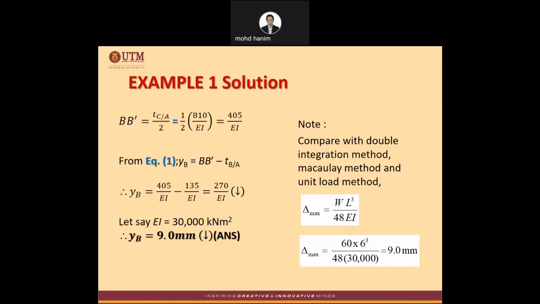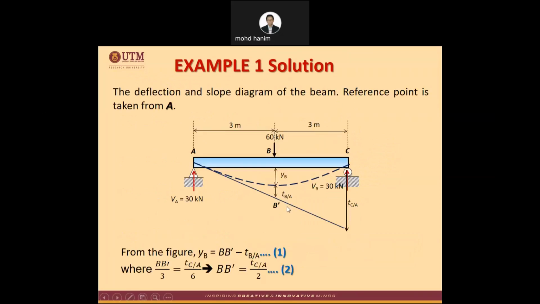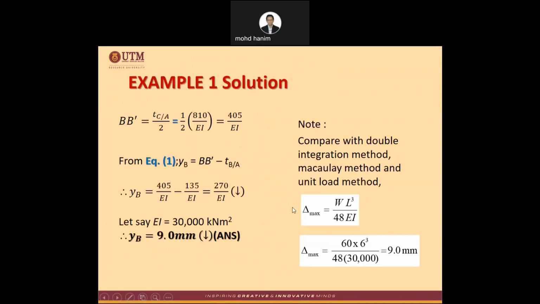And also, we have found here that all the 4 methods give exactly the same answer. If you want to prove this formula using moment area method, you put 60 as W, here is L, and you derive the formula, you will get the same answer, WL to the power 3 divided by 48 EI.